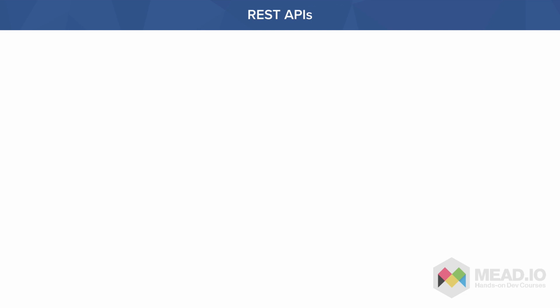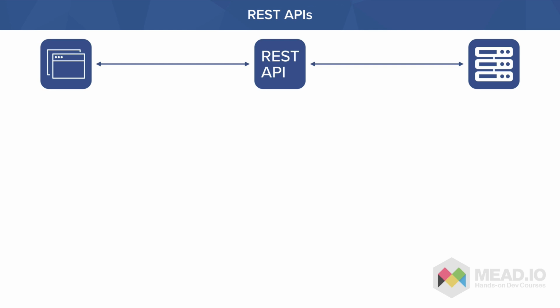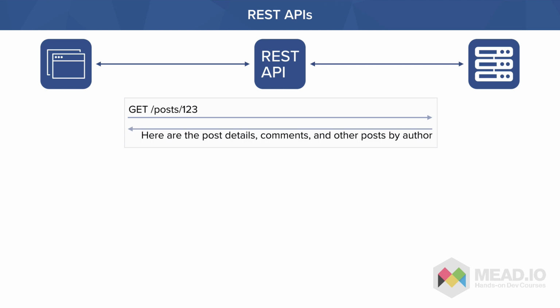So let's revisit our REST API example. Right here, we have our client, our server, REST API is the glue. We make our single HTTP request. Here I'm just using that first endpoint we had. We get the post by ID. And what do we get back? We get back everything. We get our post details, which is the title and the body. We get the comments for the post, and we get other posts by that author. This would be a perfectly fine approach. It would give the client everything it needs to render that page with just a single HTTP request.